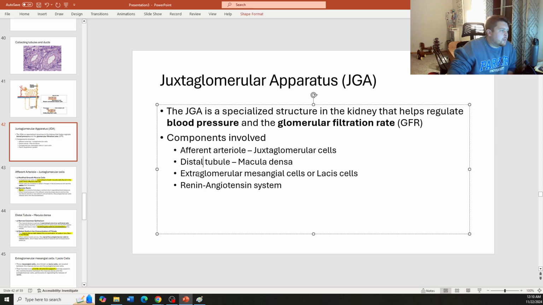There are 4 components that we're going to talk about. We have the afferent arteriole, where the juxtaglomerular cells are located. The distal tubule, which has the macula densa. We have extraglomerular mesangial cells, also known as lacis cells. And then we're going to talk about the renin-angiotensin-aldosterone system, or the RAAS.